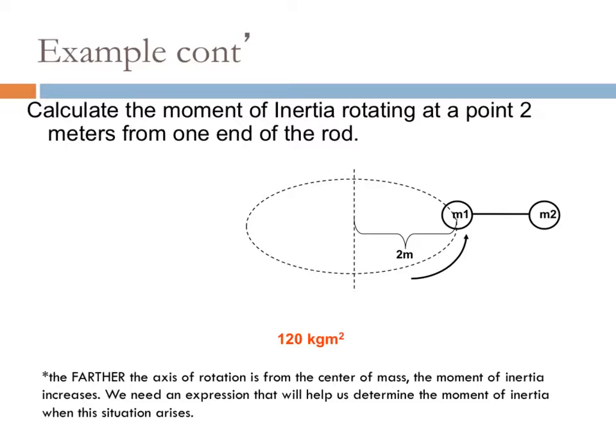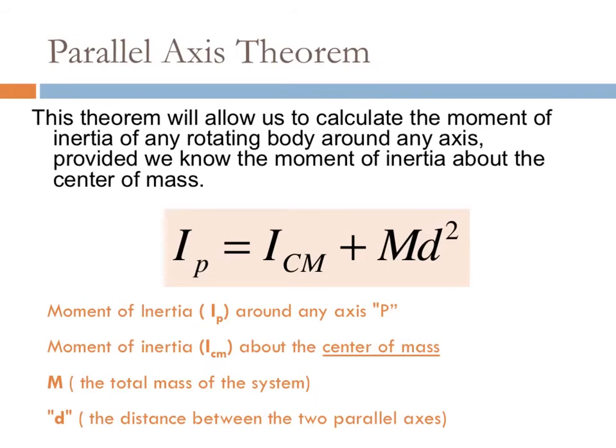What we can see from this is that the farther the axis of rotation is from the center of mass, the greater the moment of inertia. So we need an expression that will help us determine the moment of inertia anytime that our axis of rotation is away from our center of mass. This equation is known as the parallel axis theorem. This theorem will allow us to calculate the moment of inertia of any rotating body around any axis, provided we know the moment of inertia about the center of mass. So IP is going to represent the moment of inertia around any axis.